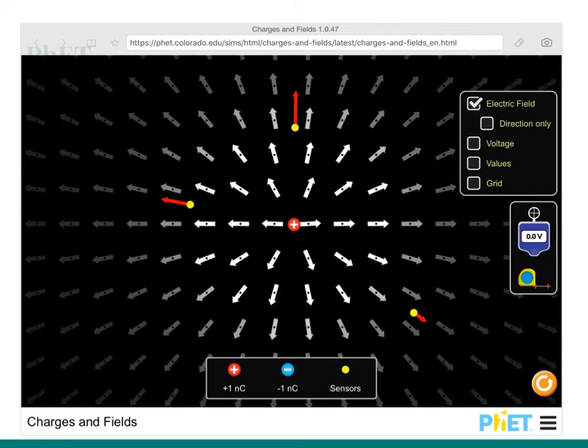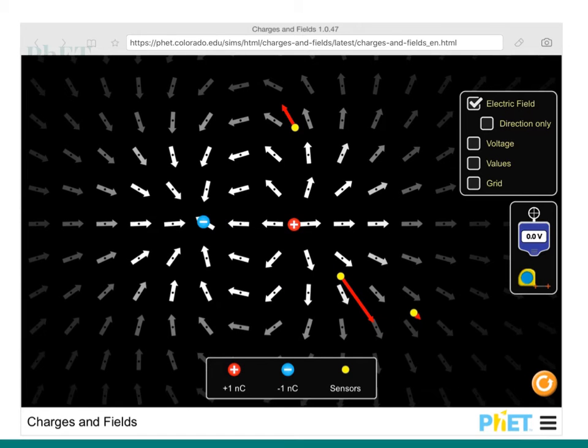Now where this gets a little more interesting is when we add other charges in. So if I add a negative charge somewhere, that completely changes the field. So now all of the vectors look different. If I put my positive test charge right in the middle of the two, it's definitely going to be pointing away from the positive and towards the negative.